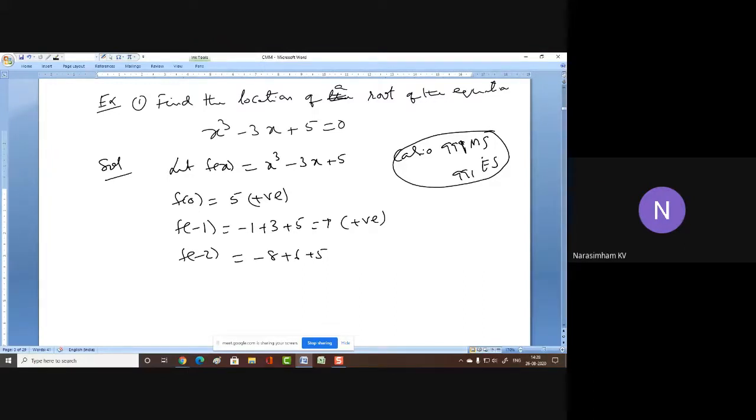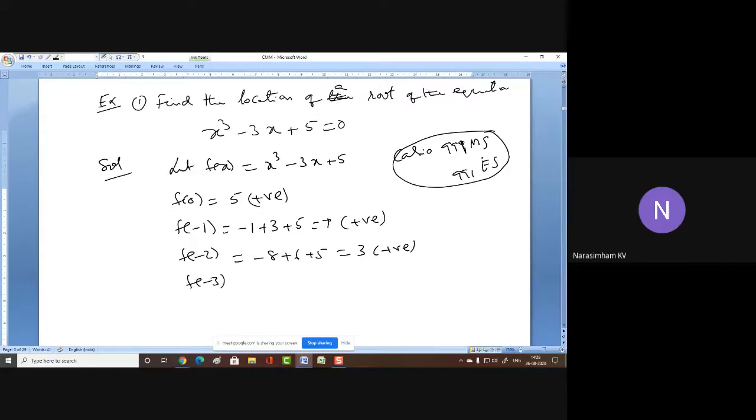I will explain, wait. Now I am using the calculator. I will explain the shortcut method, shortcut tricks using the calculator. Tomorrow I will explain how to find with the help of the calculator. If you put minus 2, you will get 3, again positive.